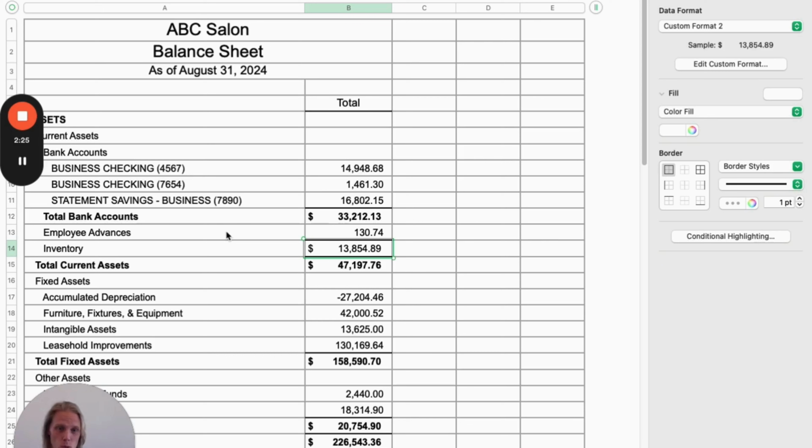Inventory. This is a really important one to track for salons. We want to know what our inventory is on hand. So this is usually our retail and our back bar. We can even track them separately as long as we have that detail and can get the reports that show us how to do that.